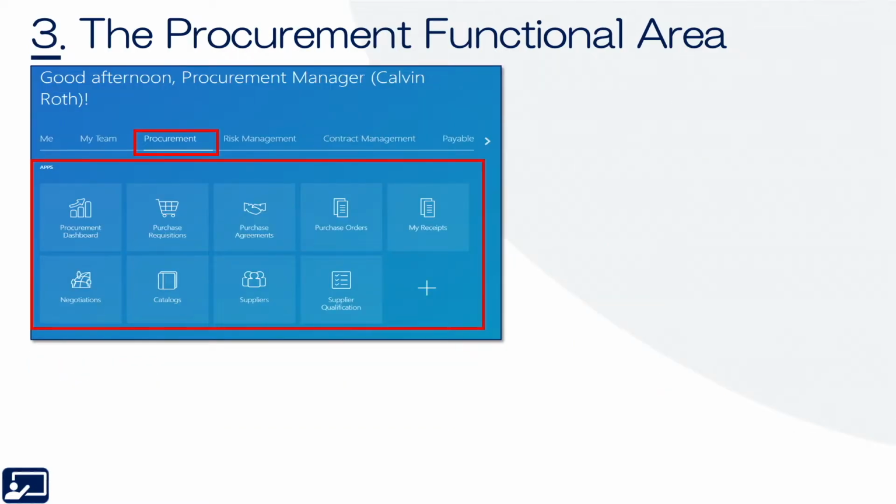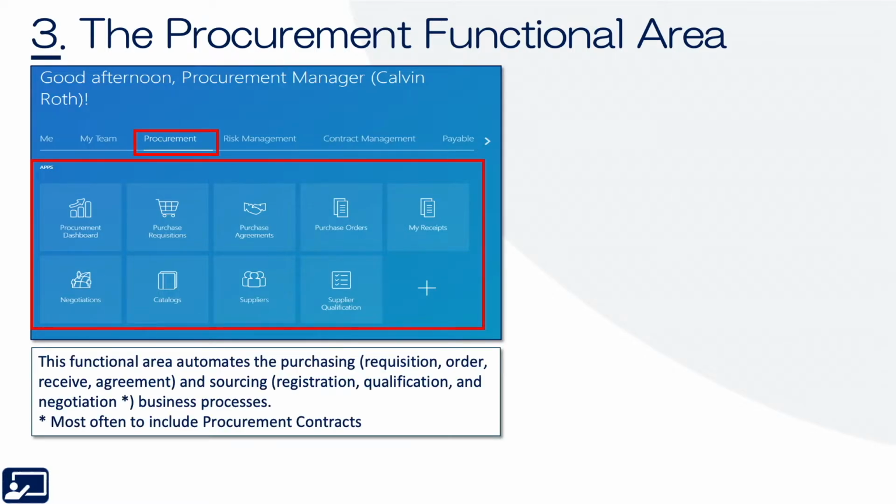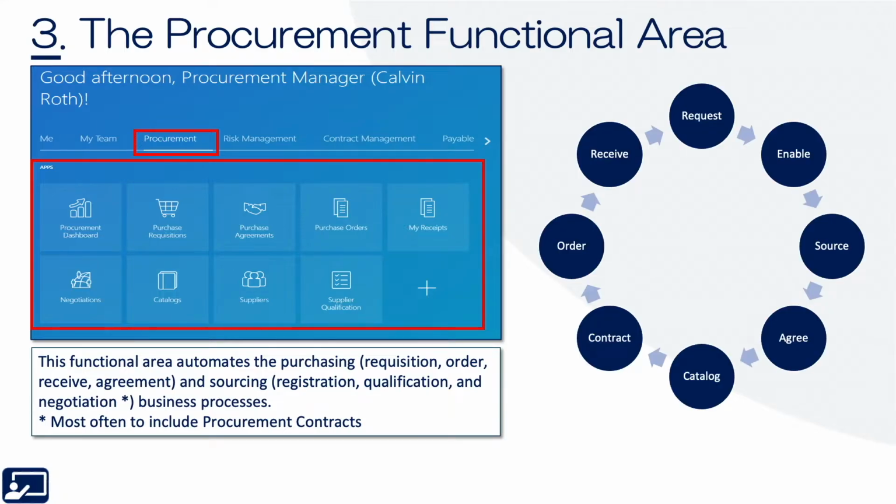Third topic, the image on the left shows the different applications for this functional area. This functional area automates the purchasing and sourcing business processes, most often to include procurement contracts. The image on the right shows the procurement lifecycle flow. To learn more about this functional area, watch the free Introduction to Procurement course under the Discover menu.